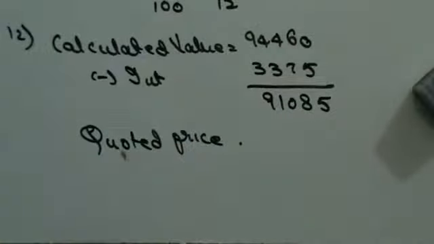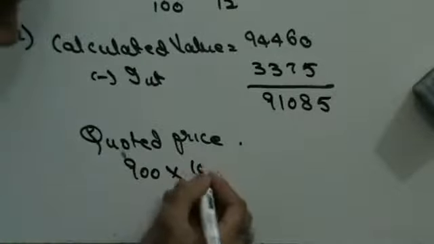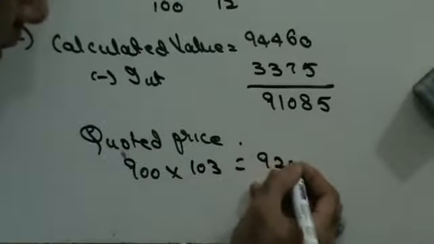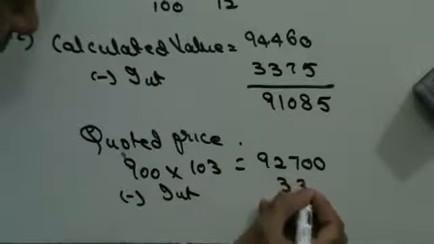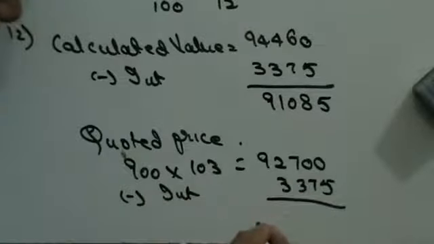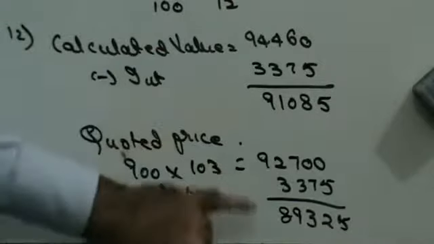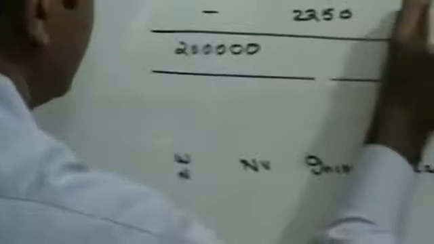Now the quoted price. If I'm holding debentures of 90,000, that means I'm holding 900 debentures, right? At 103, someone please tell me how much this is. 92,700. This is cum interest, so you will deduct the interest, 3375. 89,325. When you have two values of closing stock, you always take the smaller value. So my smaller value is 89,325.